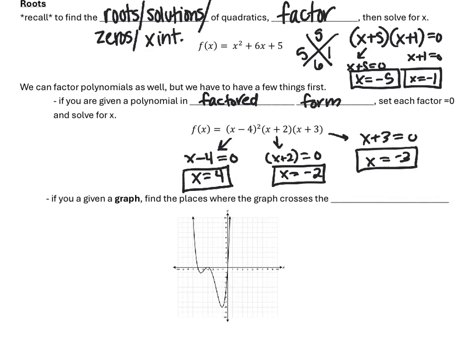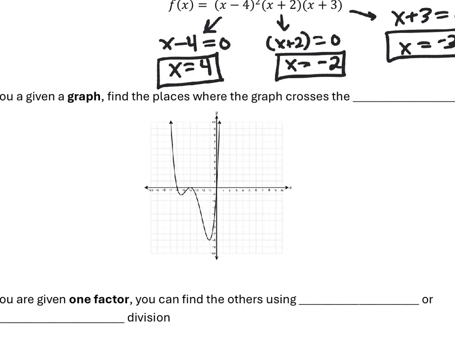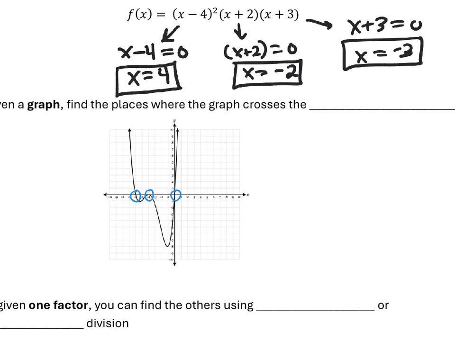If you are given a graph, you look at, I'm going to zoom this in a little bit, where the graph touches or crosses the x-axis. So in this case, right, this crosses the x-axis. So our zeros are at x equals -6, x equals -4, and then it goes through the origin, so also at 0, okay?